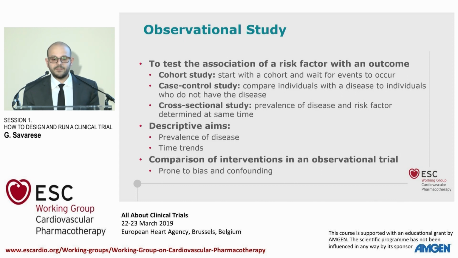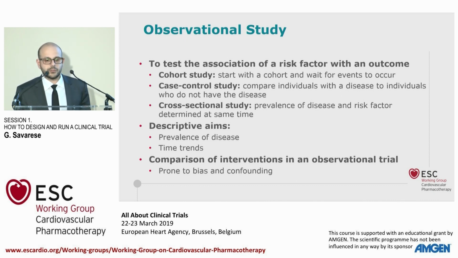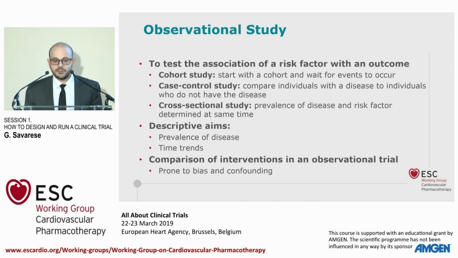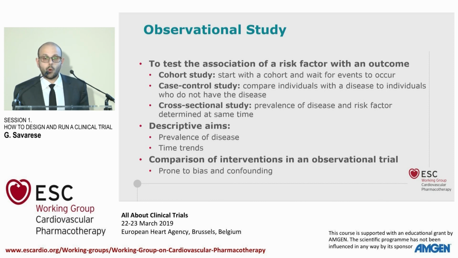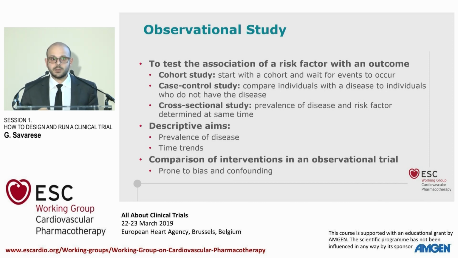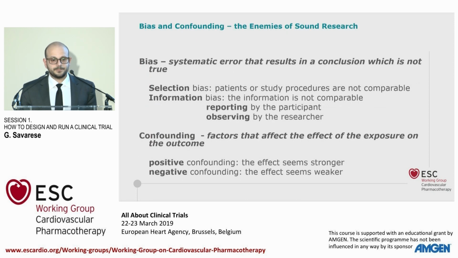Cross-sectional studies, where we investigate prevalence of disease and risk factor determined at the same time, so there is no mention of follow-up. Then there are descriptive studies, where we investigate, for example, the prevalence of disease or time trends in disease or use of treatments and so on. And of course, the difference between observational studies and interventional randomized controlled trials is the presence of bias and confounding.